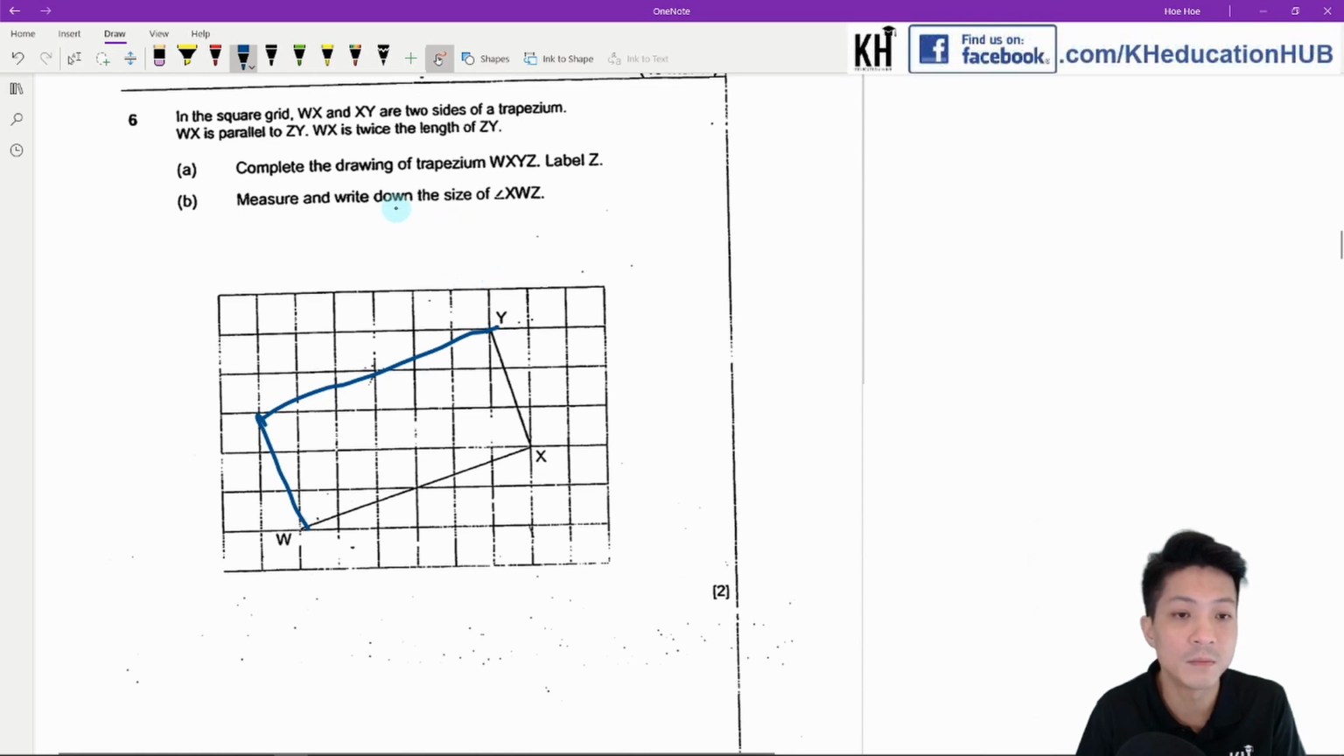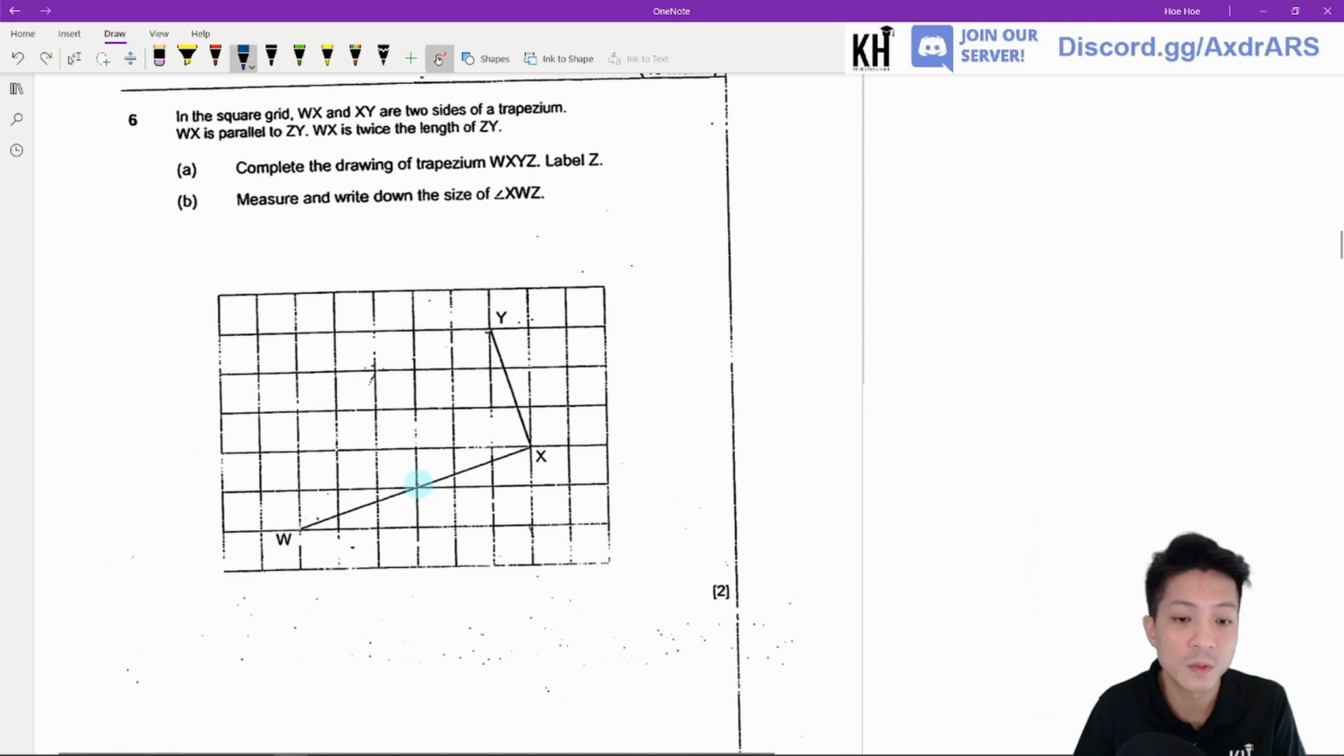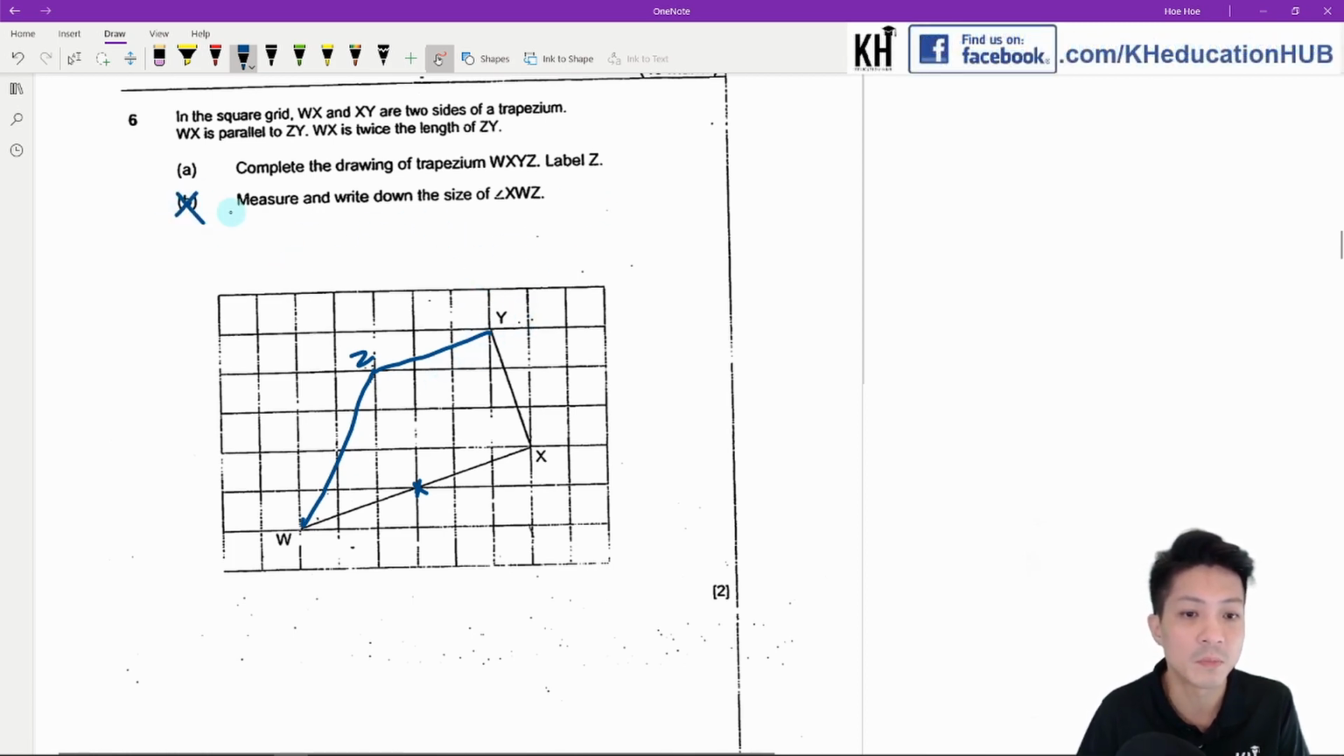But the thing is that WX is twice the length of ZY, which means that the midpoint will be somewhere here. So I need to draw from here to here, then connect to here. So this point will be the Z. Measure and write down the size of angle XWZ. I can't do that over here, so I'm going to skip part B.